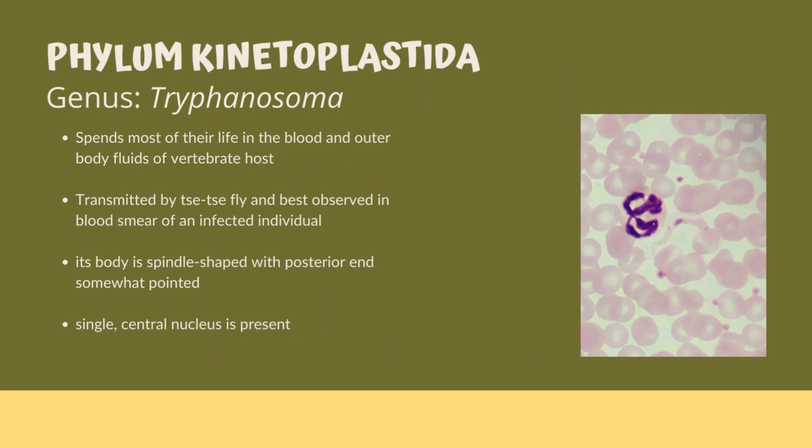Its genus is Trypanosoma. It spends most of its life in the blood and other body fluids of vertebrate hosts, transmitted by the tsetse fly and best observed in a blood smear of an infected individual. Its body is spindle-shaped with the posterior somewhat pointed. A single central nucleus is present.